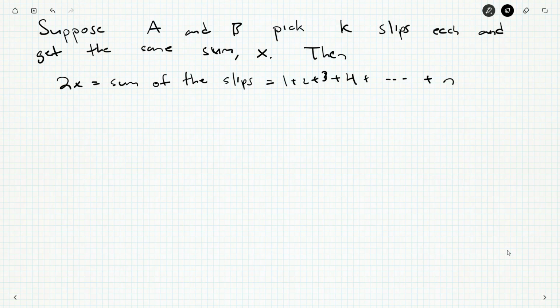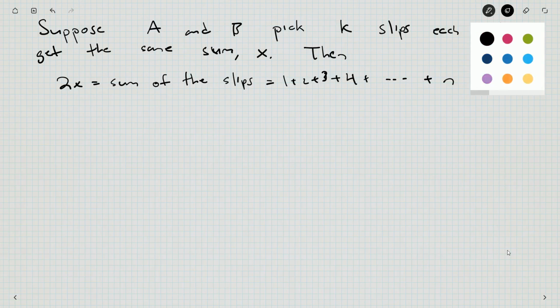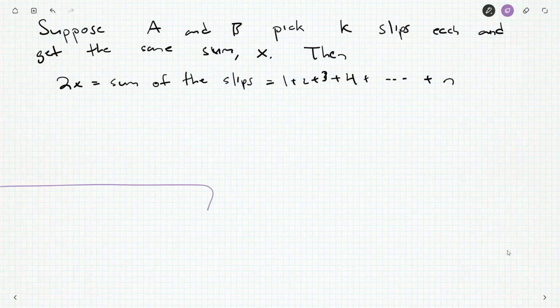Now, this sum here comes up a lot. So I would like to make a little side note. Things to look up if you've never seen this sort of sum: triangular numbers, because that's what these types of numbers are. 1 plus 2 is 3, 1 plus 2 plus 3 is 6, 1 plus 2 plus 3 plus 4 is 10. These are triangular numbers.